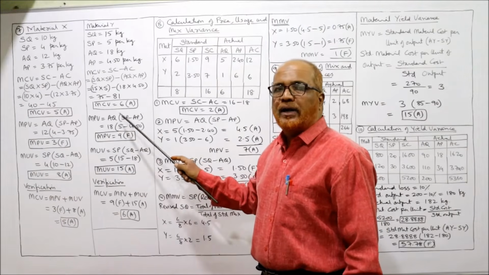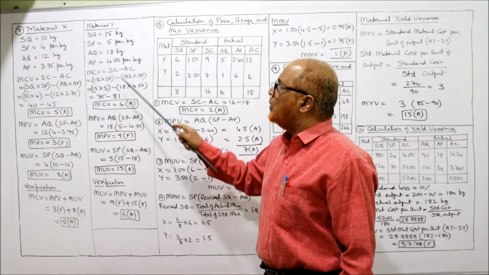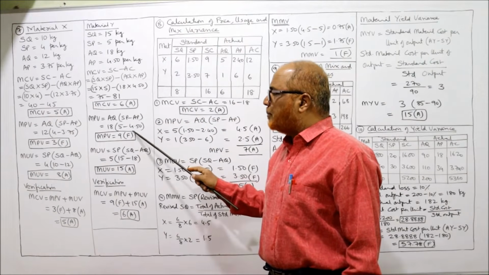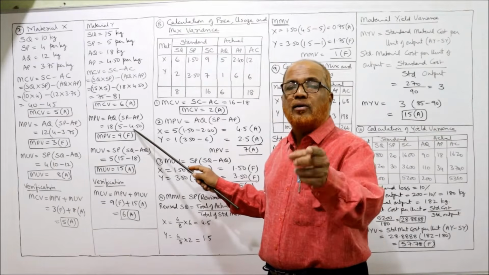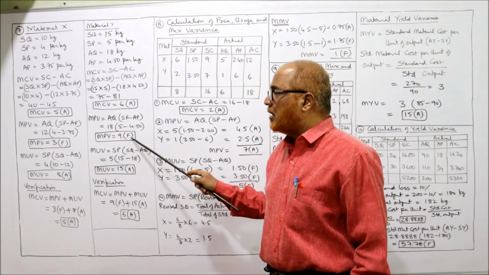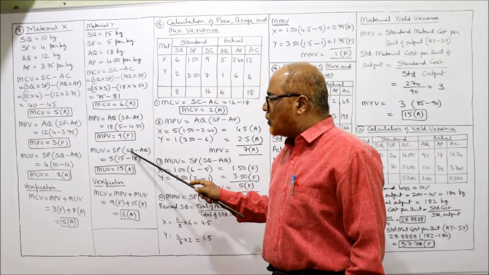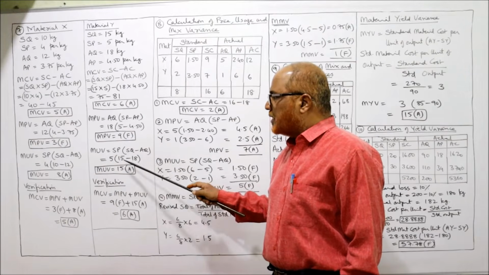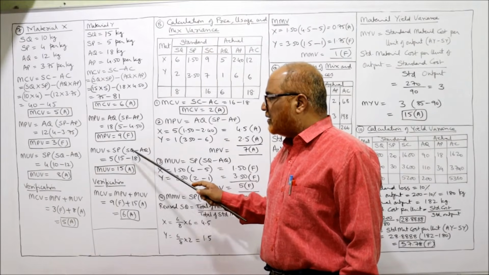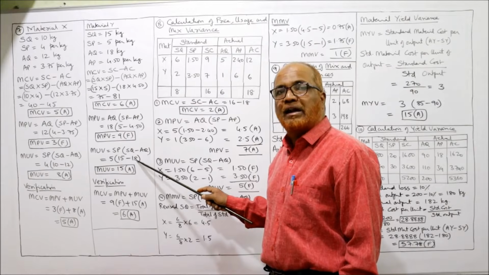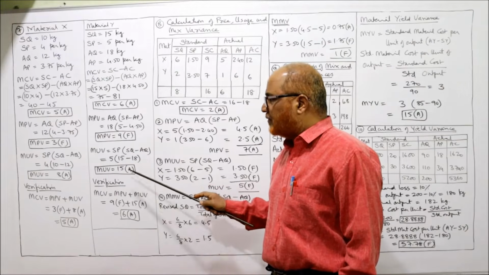Minus 6 means 6 adverse. MPV is AQ into SP minus AP. AQ is 18, SP 5 minus 4.5. In the bracket you are getting a positive value, so the variance is favorable, 9 favorable. Now MUV is SP into SQ minus AQ. SQ is 15, AQ is 18. 15 minus 18, negative, so adverse. 3 fives are 15, 15 adverse.